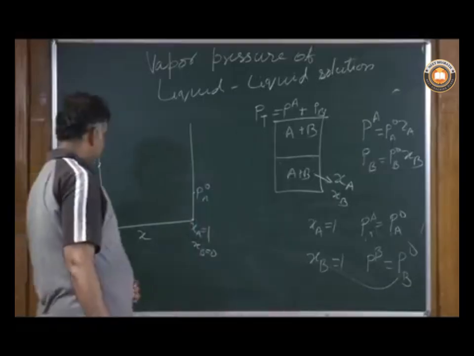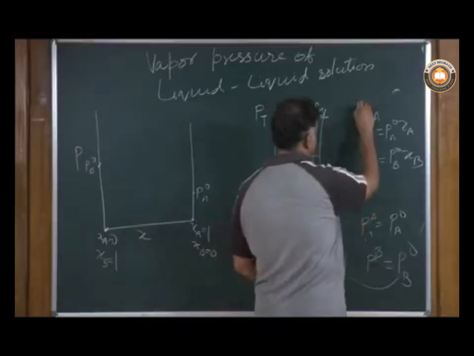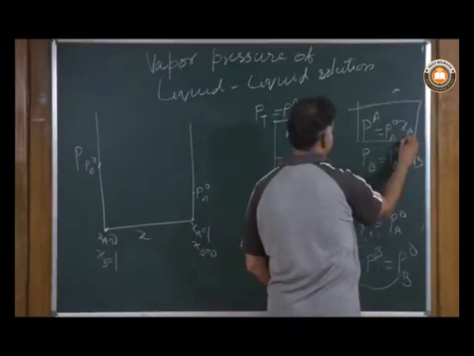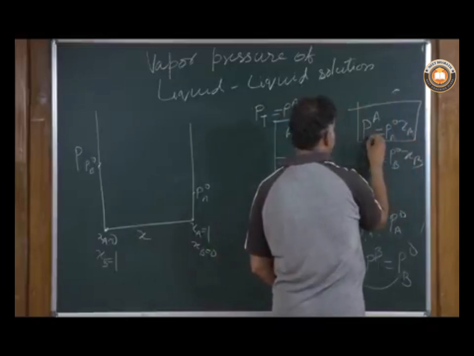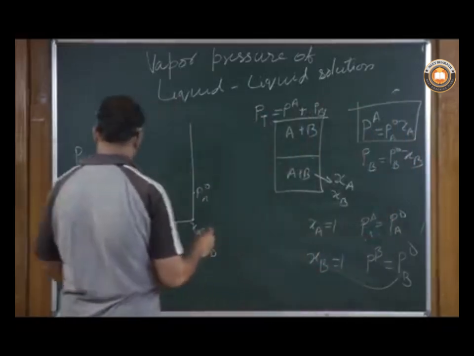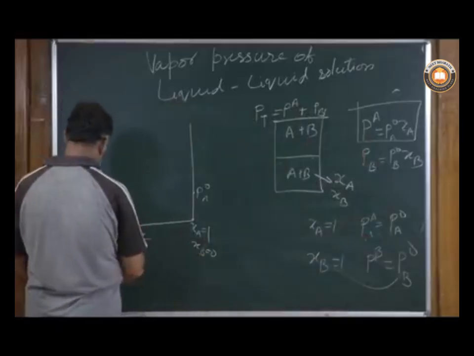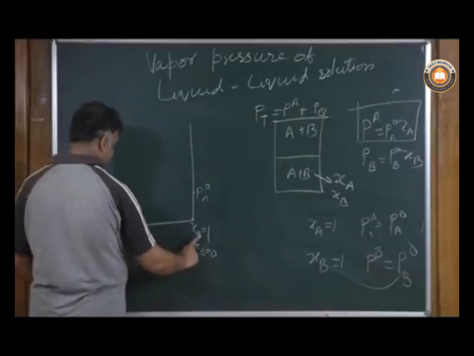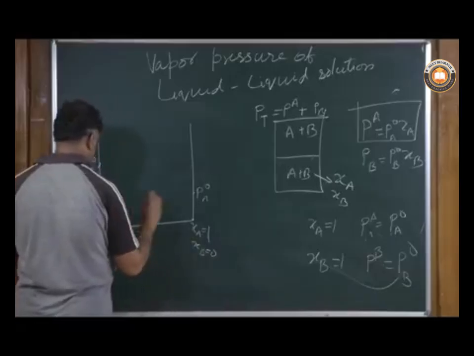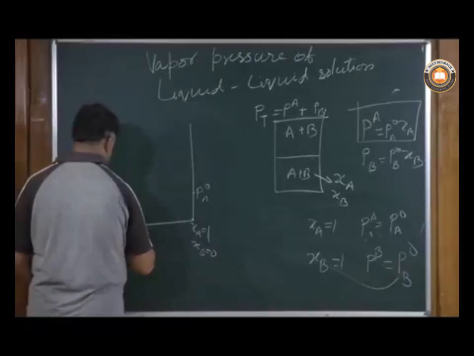And one can see that this is a straight line. As I change X A, P A is going to change linearly. So, if I change X A from 0 to 1, the partial pressure of A is going to increase linearly.